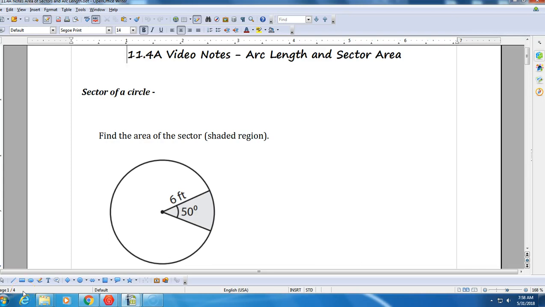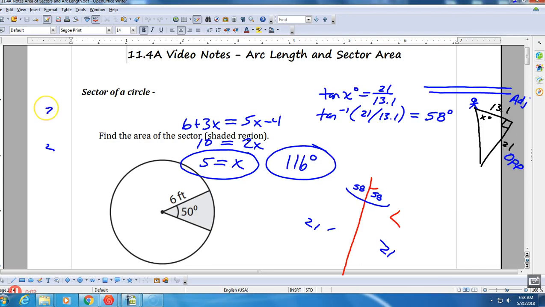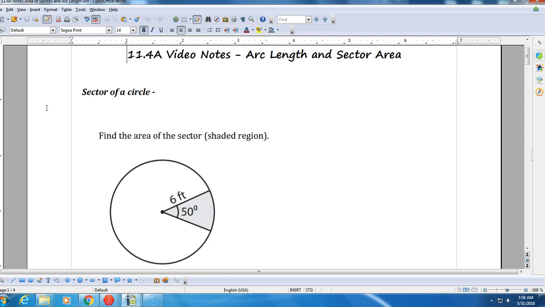Alright, let's get after this. 11.4 video notes, arc length and sector area.